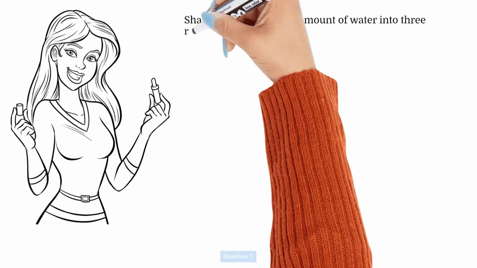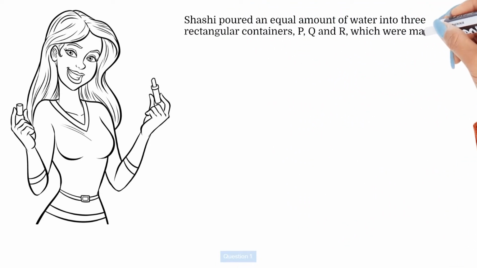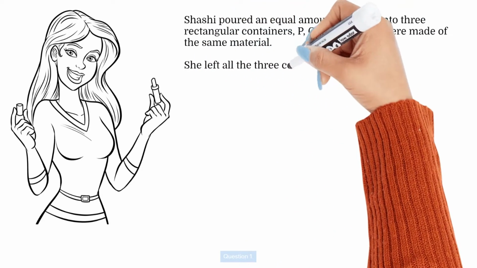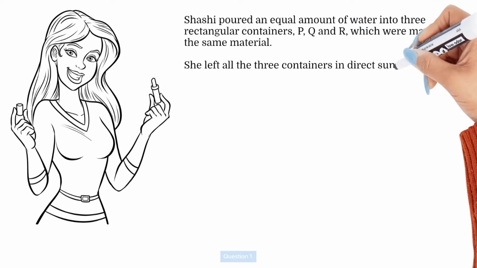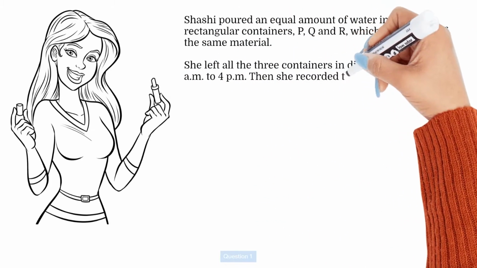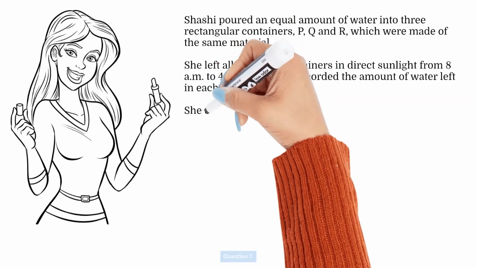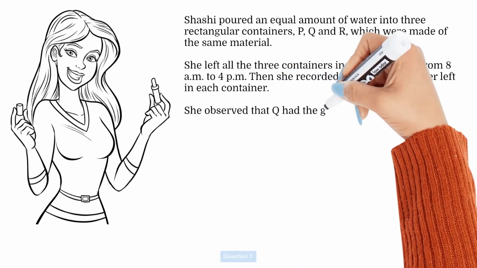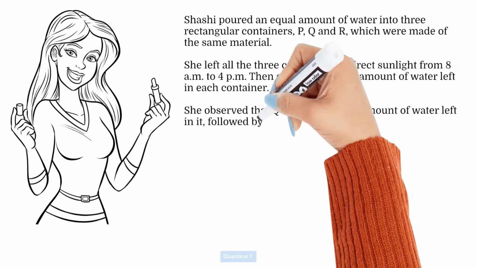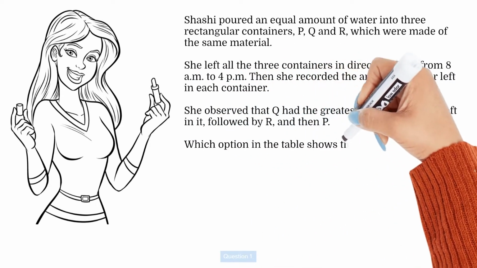Shashi poured an equal amount of water into 3 rectangular containers P, Q, and R, which were made of the same material. She left all the 3 containers in direct sunlight from 8 a.m. to 4 p.m. Then she recorded the amount of water left in each container. She observed that Q had the greatest amount of water left in it, followed by R and then P.